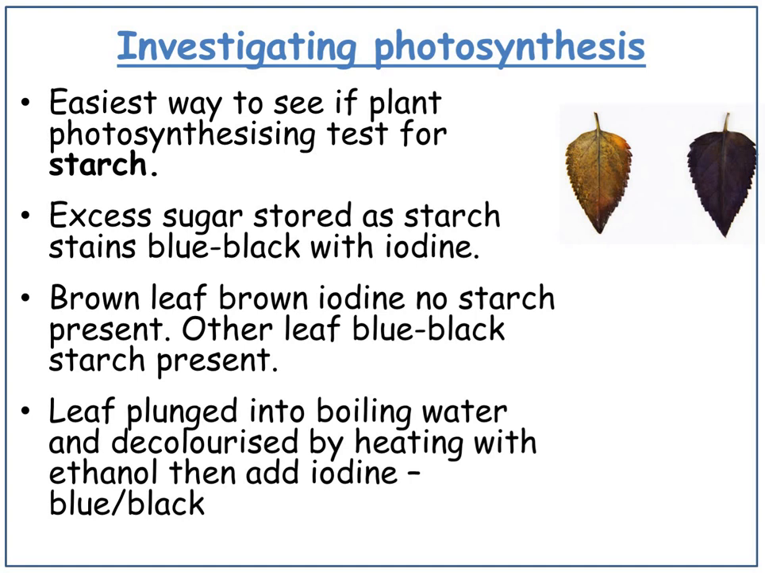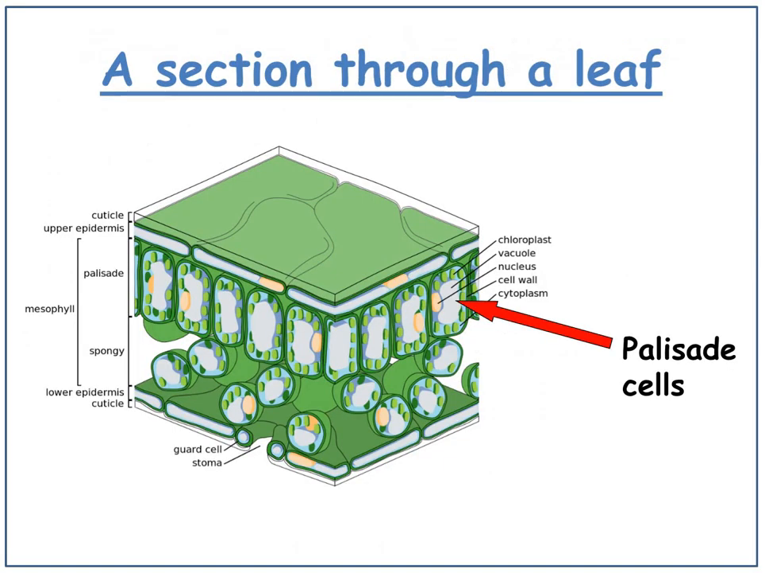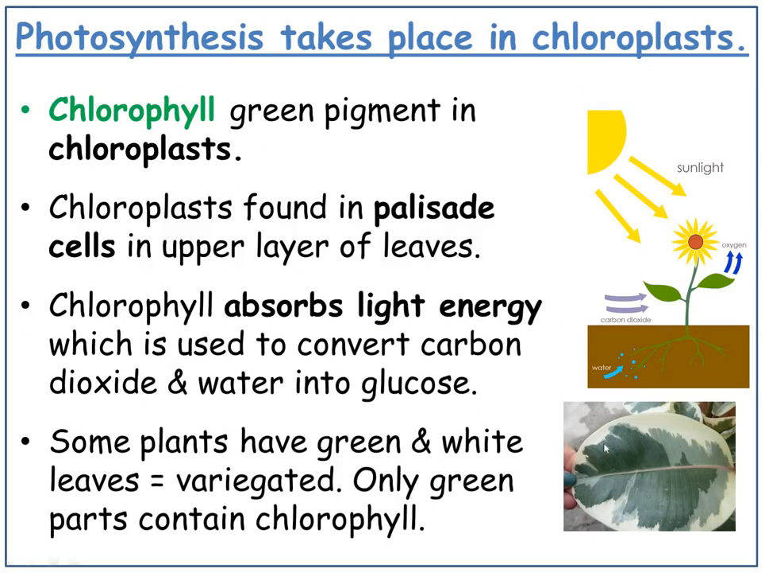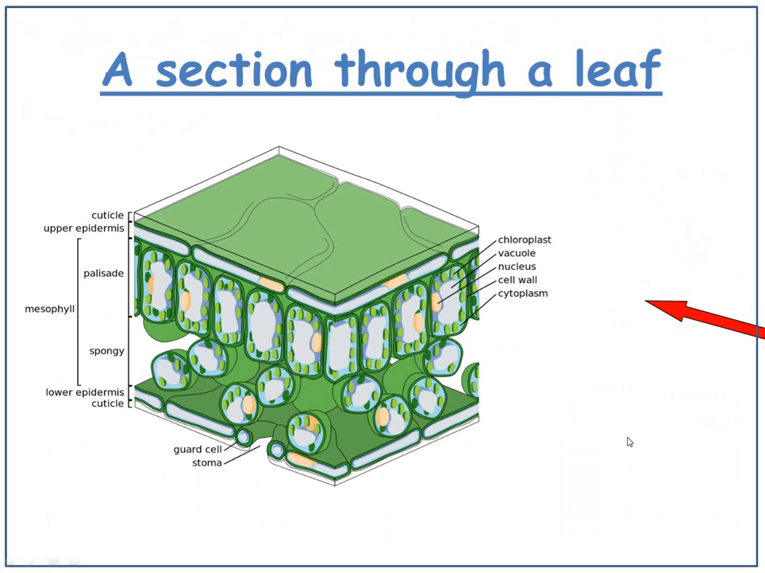So on the variegated leaf, if we go back to that picture, what you would find is the bit that has chlorophyll, the green bit, after the starch test would go blue-black, but then the white bits, because they don't have chlorophyll, they can't photosynthesize, will stay brown.